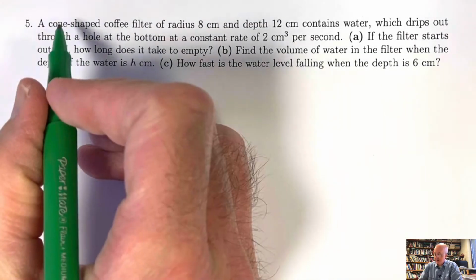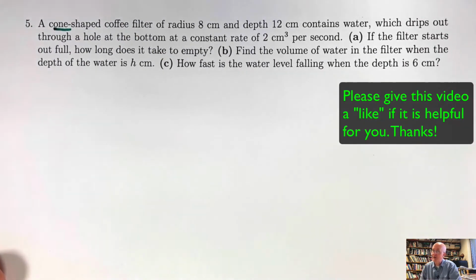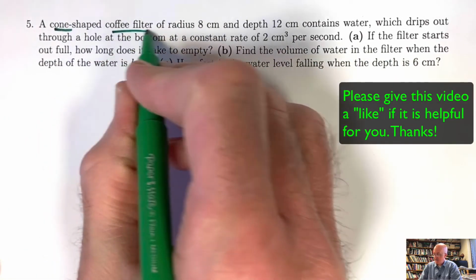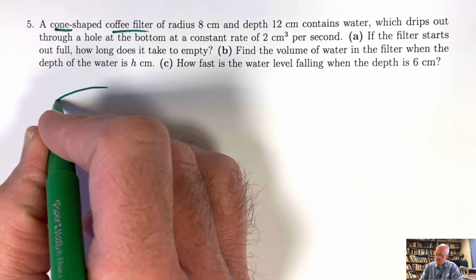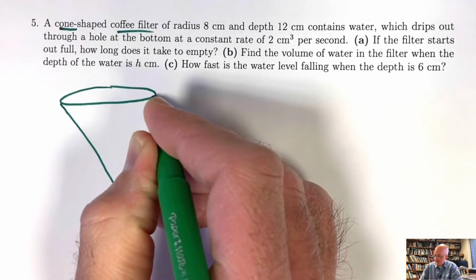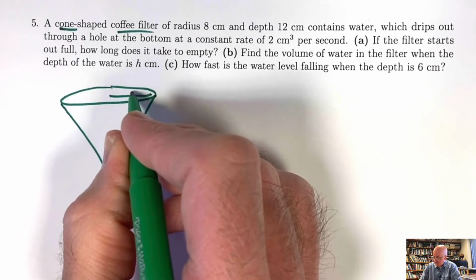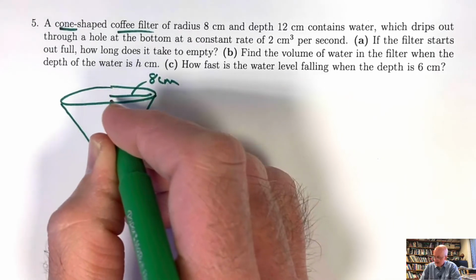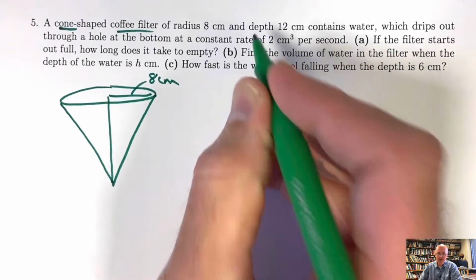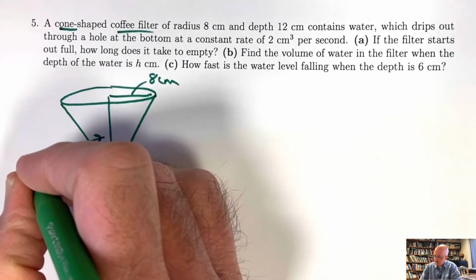Our last problem involves a cone, a three-dimensional object, instead of a triangle. However, in solving the problem, we'll still need to use triangles, and in fact, similar triangles, it turns out. This cone is a coffee filter, so I guess the cone should be drawn something like this. Draw a circle for the top and the sides going down like this. This entire coffee filter has a radius of 8 centimeters and a height, depth of 12 centimeters. This is going to be 12 centimeters here, the entire thing.